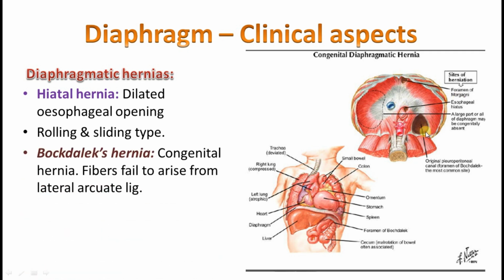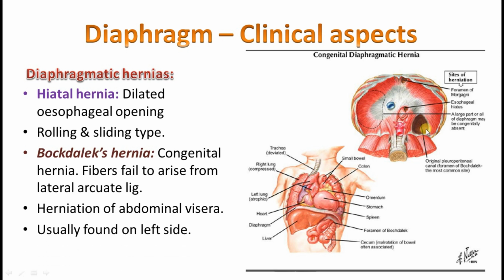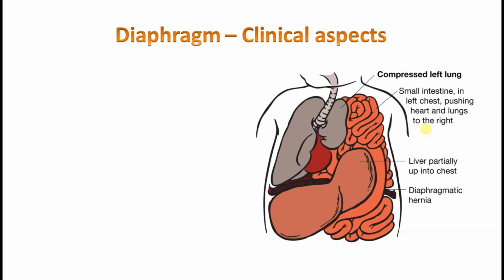Bochdalek hernia. It is congenital: when the muscle fibers fail to arise from the lateral arcuate ligament, you see a large hiatus or opening through which herniation of contents takes place. Mainly kidney or coils of intestine might herniate through this, which is called the Bochdalek hernia. So abdominal viscera might herniate. It is most commonly seen on the left side.